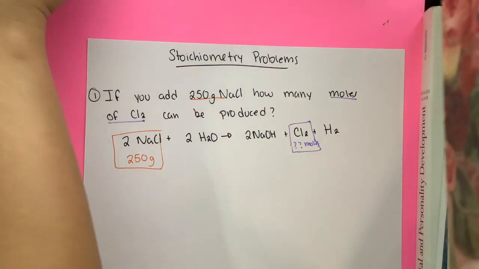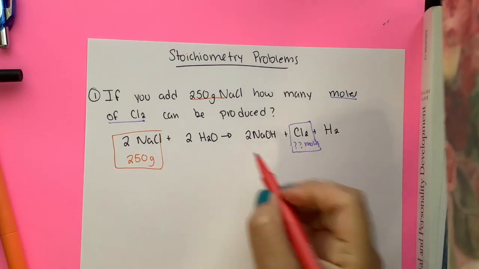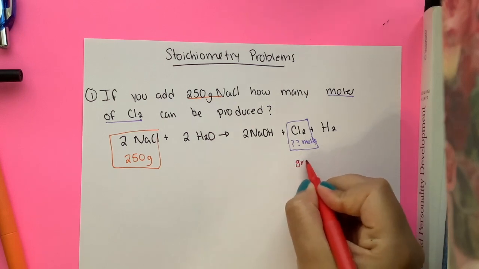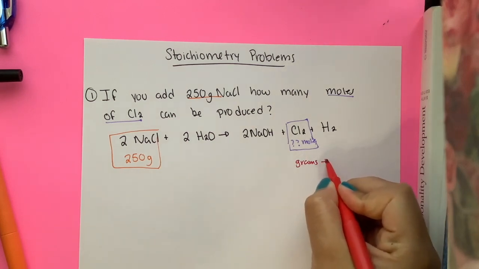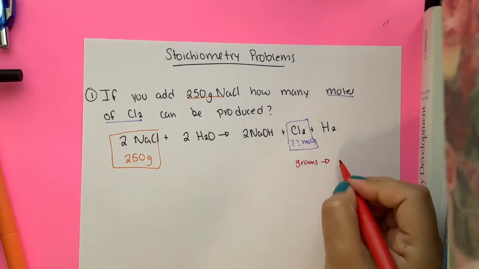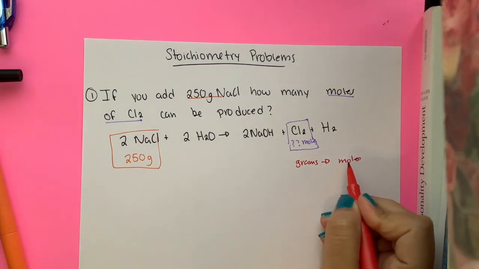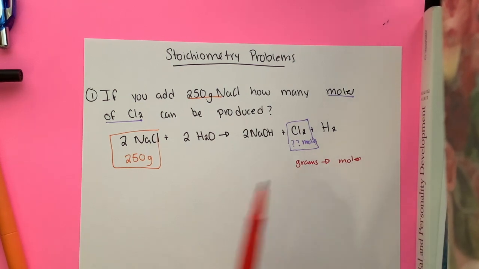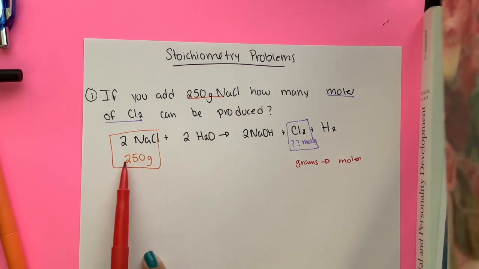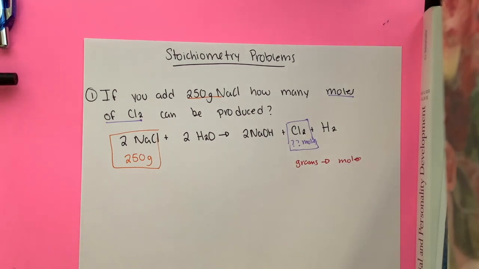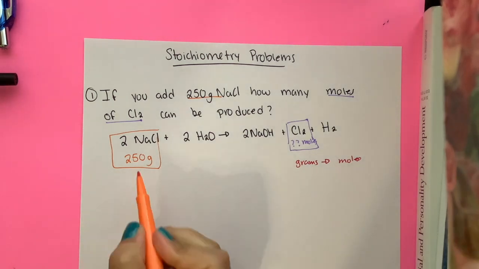So in this question, they're giving us the information in grams, and they're asking us to find moles. So we're going from grams to moles. Remember that in this type of question, since we start in grams, we first have to use molar mass, then the molar ratio.